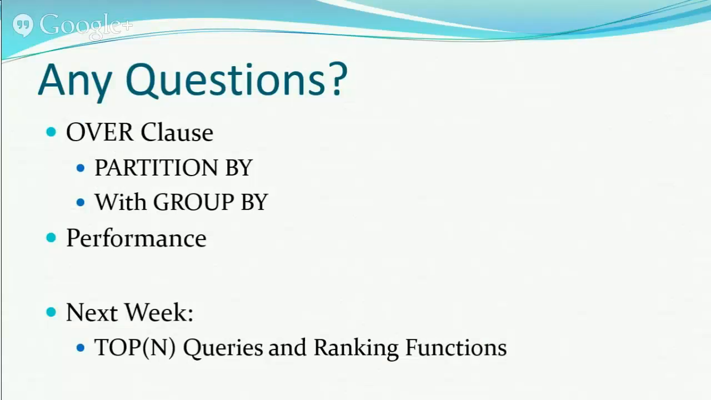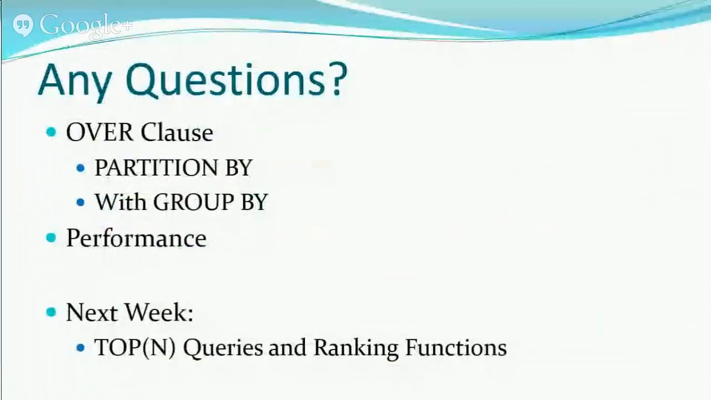We've covered the over clause, basically how to group on stuff without a group by. Partitioning, how to chunk those groupings into different ideas, and how that does work with group by and how well it performs. So any questions on any of that?